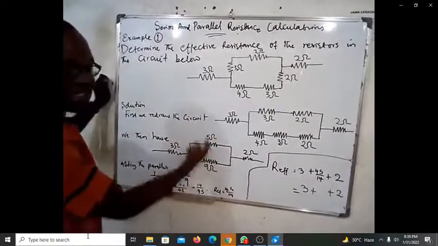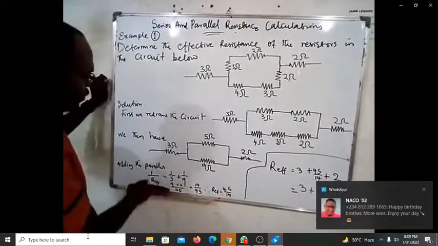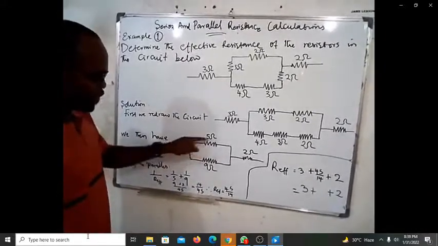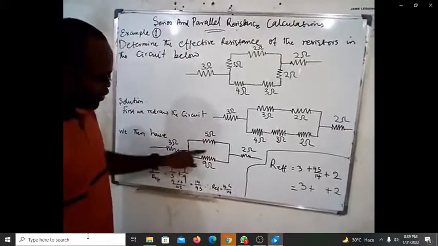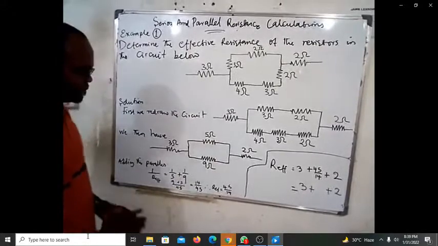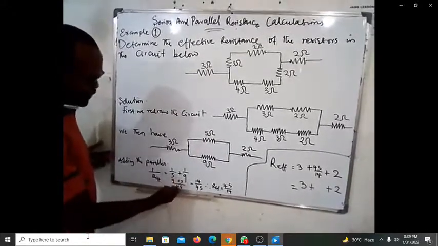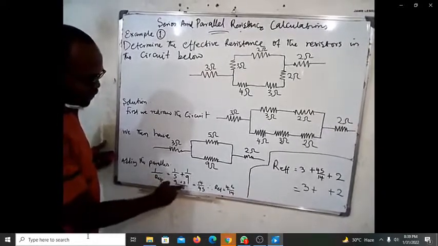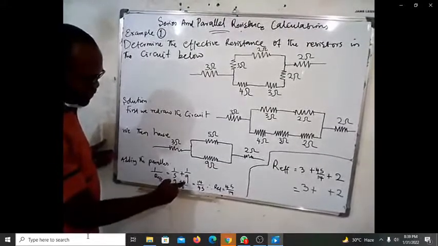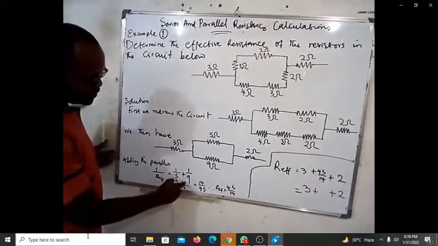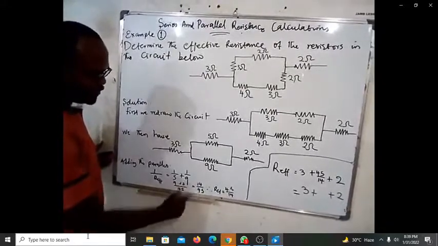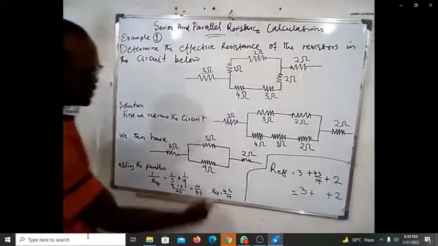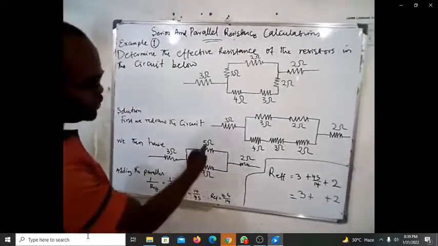And to find the effective resistance of 2 resistors that are in parallel, you say 1 over R effective equal to 1 over the resistance of one of them, which is 5, plus 1 over the resistance of the other one, which is 9. So the LCM of 9 and 5 is 45. 45 divided by 5, you have 9 times 1, 9. 45 divided by 9, you have 5 times 1, 5. So if you add 9 plus 5, you have 14 all over 45. If you take the reciprocal, you now have 45 over 14. So that is the effective resistance of these 2.